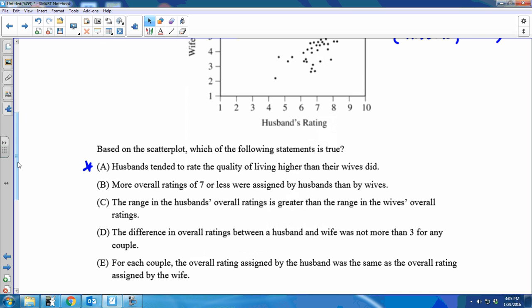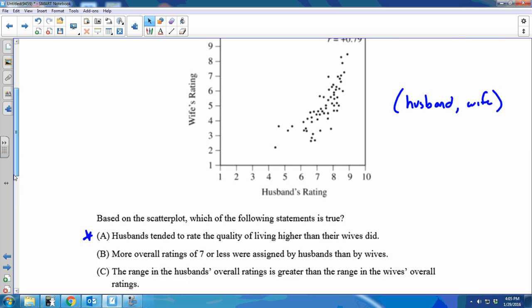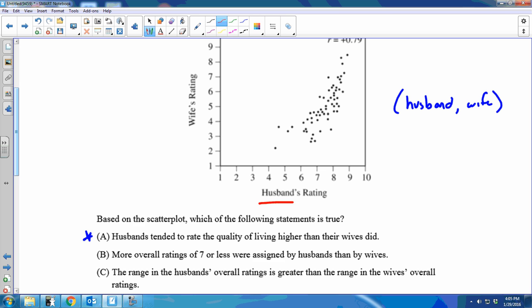B, more overall ratings of 7 or less were assigned by husbands than by wives. Well, let's look at husbands. 7 or less. It's about that many. Okay, let's count: 1, 2, 3, 4, 5, 6, 7, 8, 9, 10, 11, 12, 13, 14, 15, 16, 17, 18, 19. There's about 20, if I drew the line right there, 20-ish. Okay, that's for husbands.